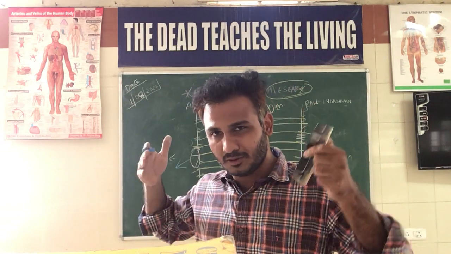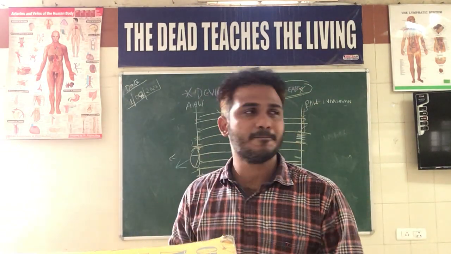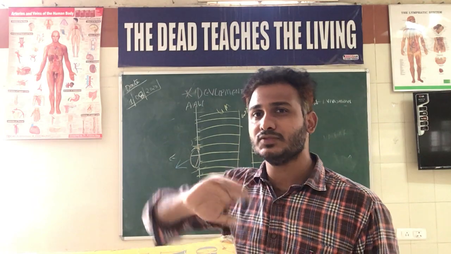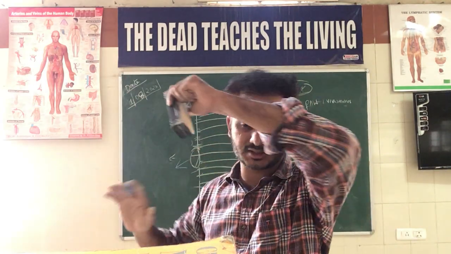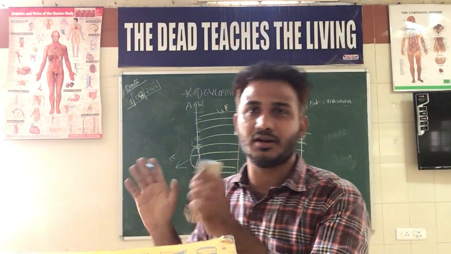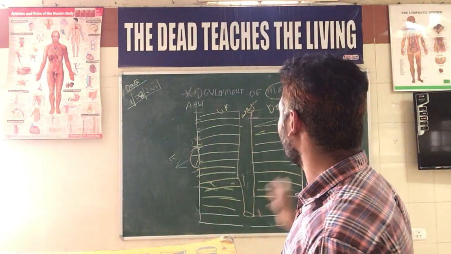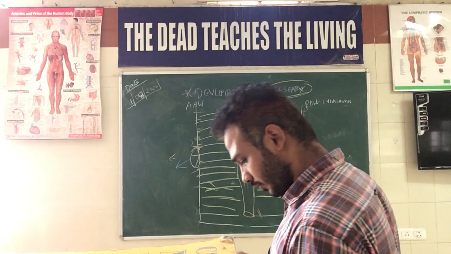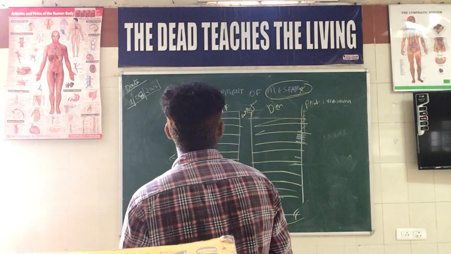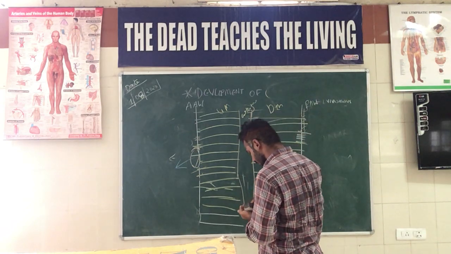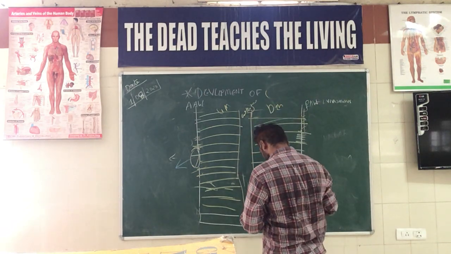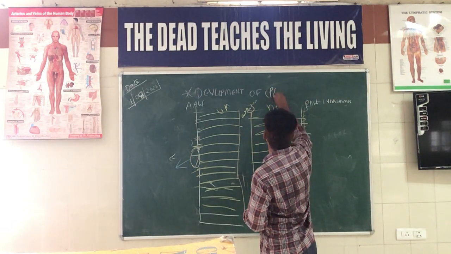In gross anatomy, we concentrate only on one particular area. Coming to embryology, unless we synchronize it with the development of other surrounding structures, we cannot understand it. That's the reason why I'm connecting with all the other structures. Now I'm going to tell about the development of the pancreas.